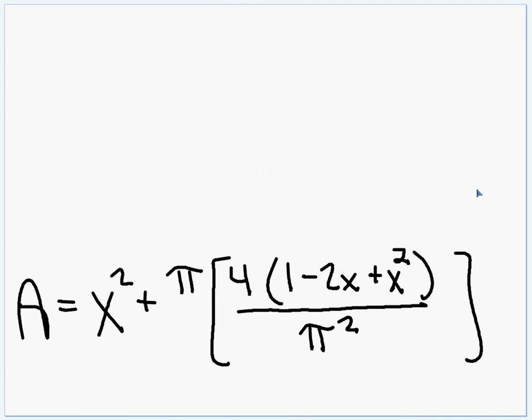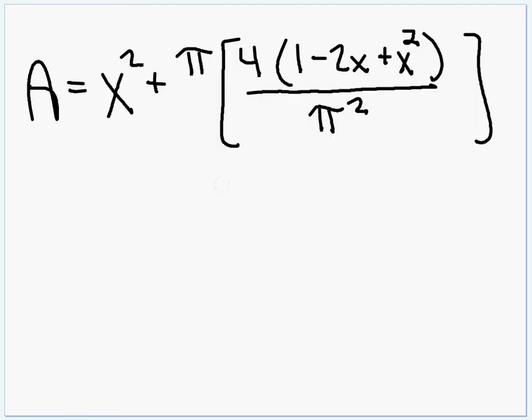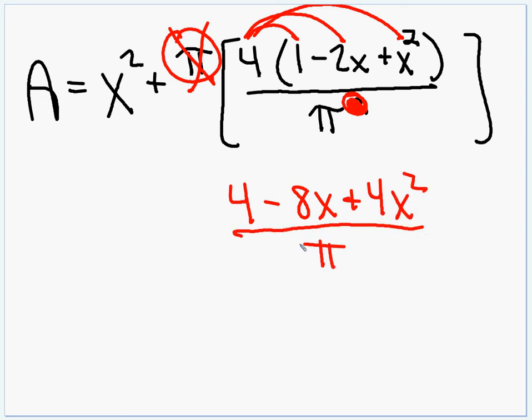Time for more algebra. Let's keep simplifying over here. We can cancel a pi. This pi to the first is going to disappear, and this pi squared is going to get knocked down to first power. And let's distribute the 4. So that's going to be 4 minus 8x plus 4x squared all over pi.